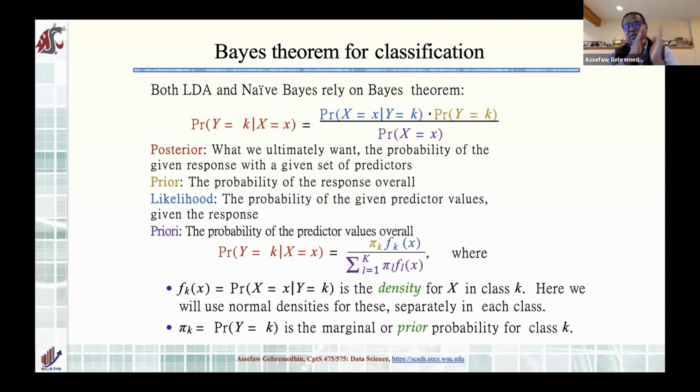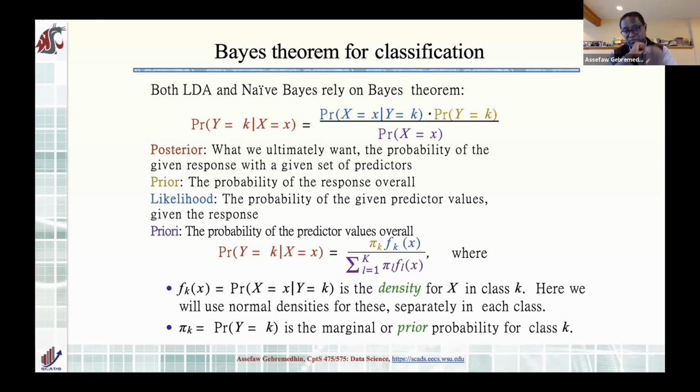On the right, we have three things, so we'll walk one at a time. We'll start with the thing that's yellowish or goldenish color. That is the probability of the response overall, the probability that y equals k. That's called a prior. So we've got posterior, we've got a prior. What you have at the first term in the numerator, the blue term, is the likelihood. That's the probability of the predictor values given the response. So what is flipped now is what we ultimately wanted, the response given the input.